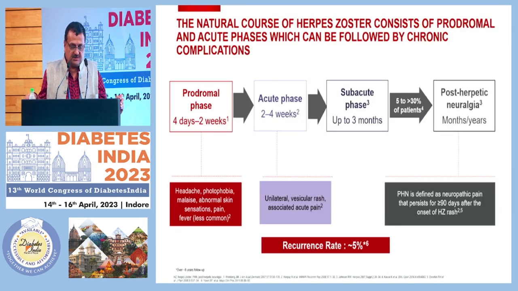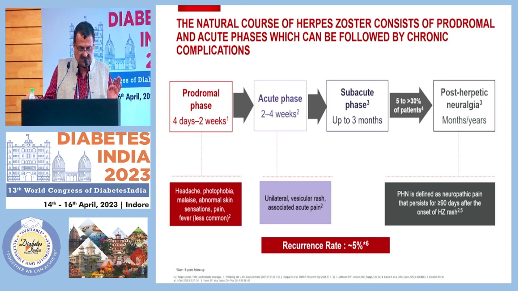The natural course of herpes zoster consists of prodromal and acute phases, which can be followed by chronic complications. Initially, 1 to 2 weeks is the prodromal phase, then the acute phase of 2 to 4 weeks, then the subacute phase up to 3 months. Five to less than 30% of patients go on to postherpetic neuralgia, and it remains for months to years. That is the troublesome part, and it is more painful particularly in aged people.